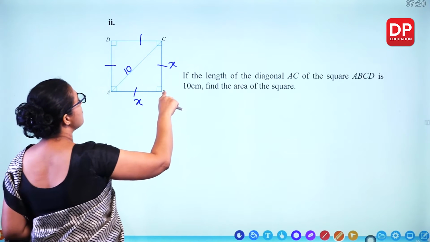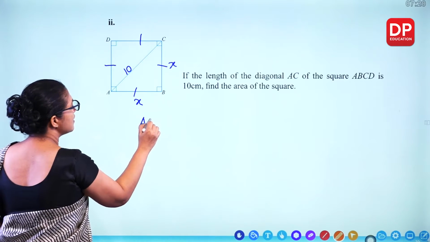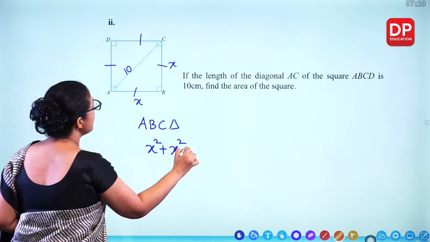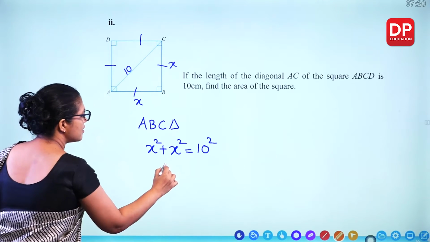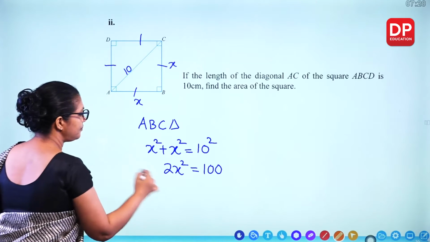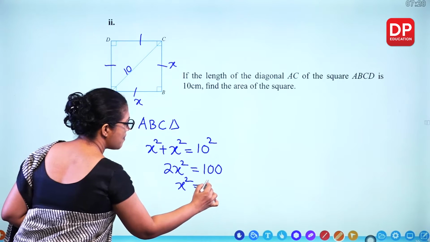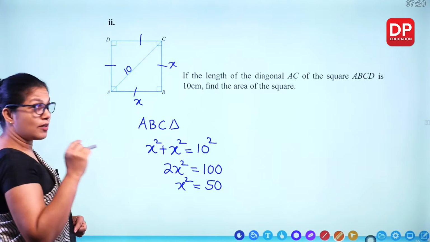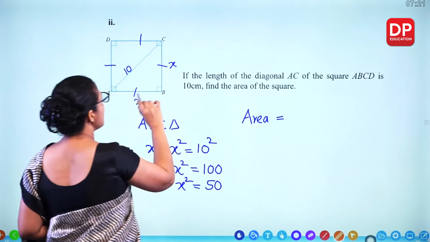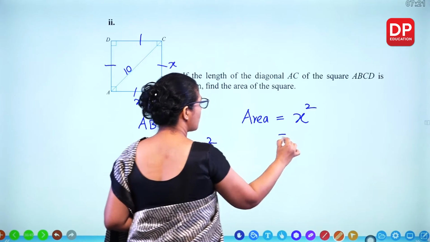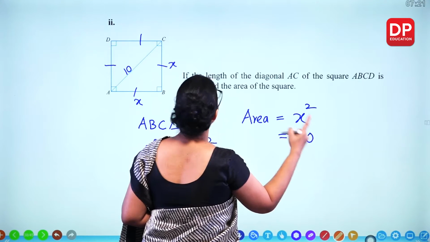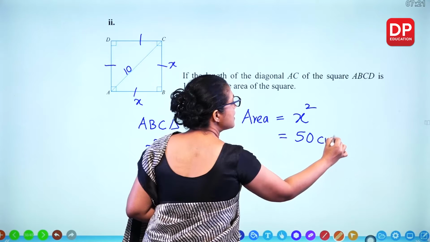We can see ABC is a right angle triangle, so you can use Pythagoras theorem. X squared plus x squared is equal to 10 squared. So 2x squared is equal to 100. X squared is 100 divided by 2, 50. What's the area? Area of the square is x into x, x squared. So x squared we found, that's 50. So the area of the square is 50 square centimeters.